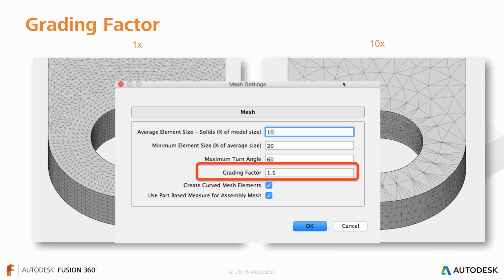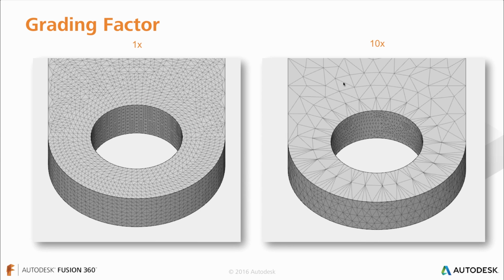The grading factor plays with how fast or slow your elements will grow or shrink. So in this case, the one on the left is set as close to 1 as I could get. I think it was like 1.001. I don't know if it actually let me do 1, but by using a grading factor of 1, it basically means that the same elements will be used throughout the same model. The same element size will be used throughout all of the geometry.